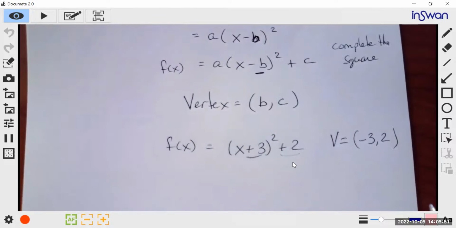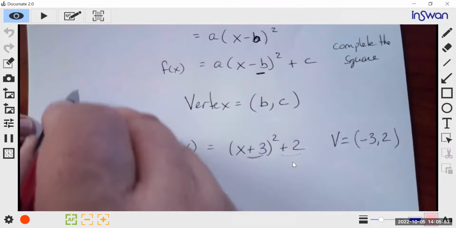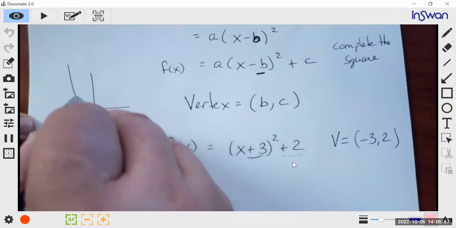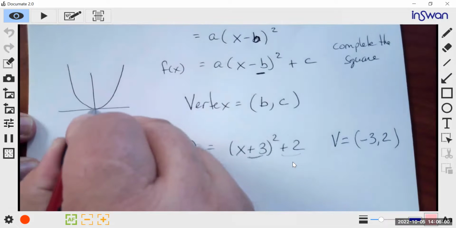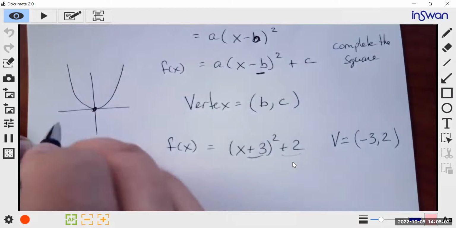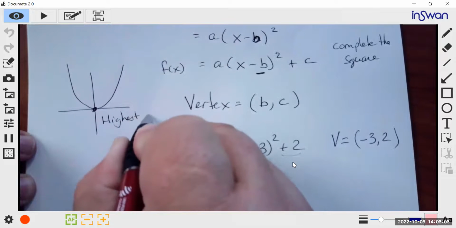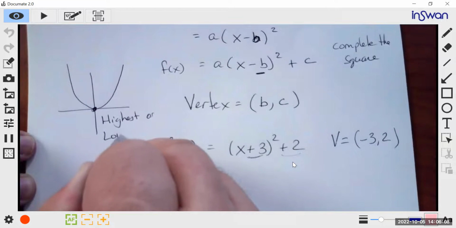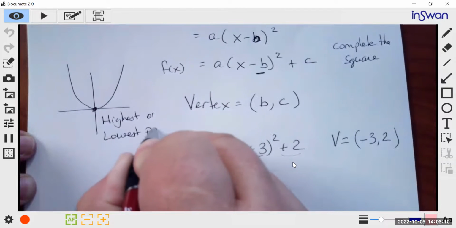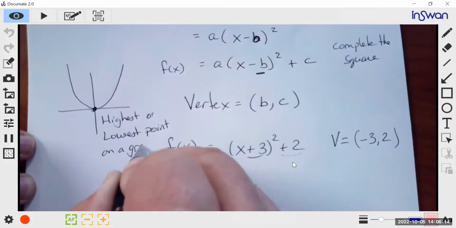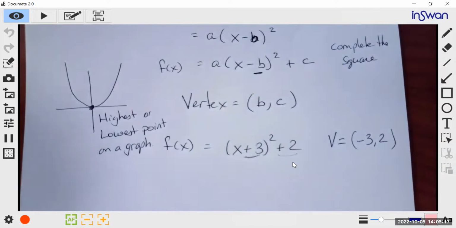Now, what exactly is a vertex? The vertex is the highest or lowest point on a graph. That's the vertex on a curve.